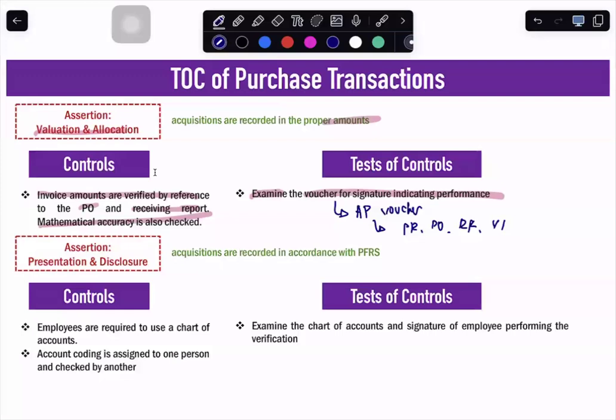Next assertion, P&D: that all acquisitions are recorded in accordance with the PFRSs. So what are the controls in place? The employees are required to use a chart of accounts, and there is an account coding. So how do you test the control? Again, examine the chart of accounts. Whenever we say examine, this talks about inspection. And also, there must be a signature of the employee who performs that verification.